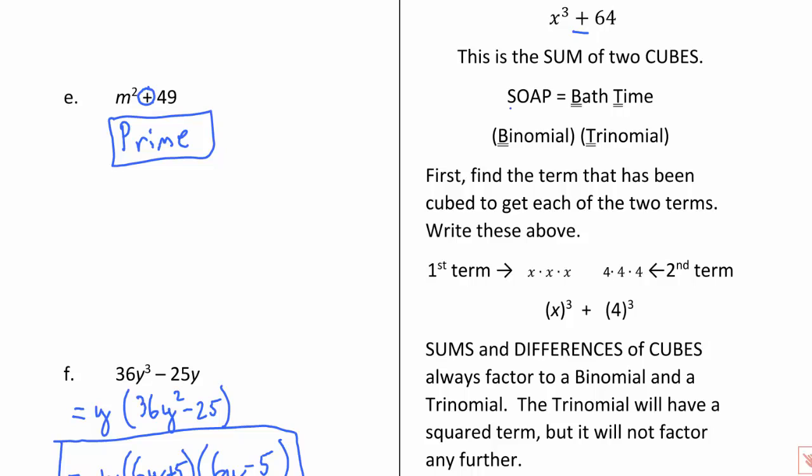Now, they're using SOAP, and SOAP is helpful if you just need to remember the formula. SOAP, what do you use during SOAP? You use it during bath time. B is a binomial and T is a trinomial, which means that anytime you have a sum or difference of two cubes, you're going to multiply a binomial times a trinomial. Okay.